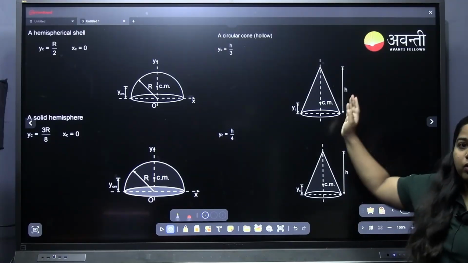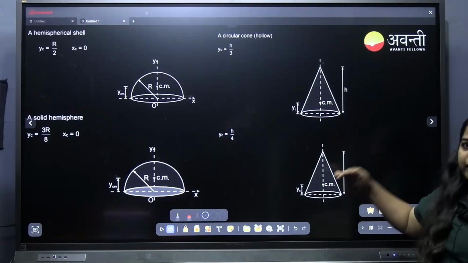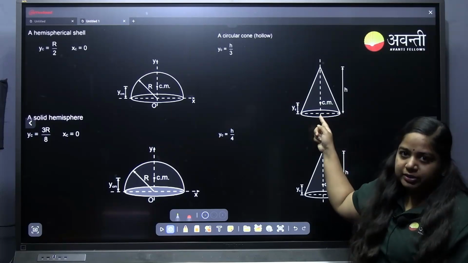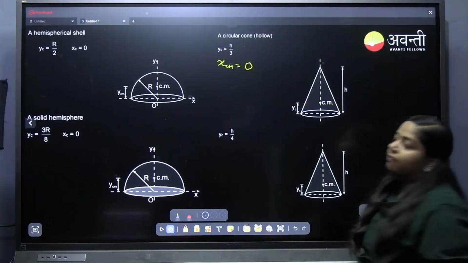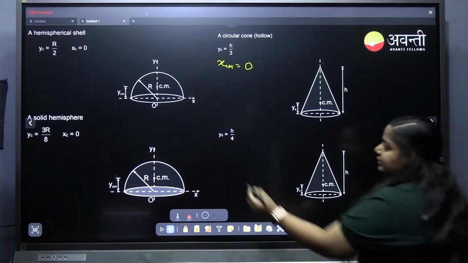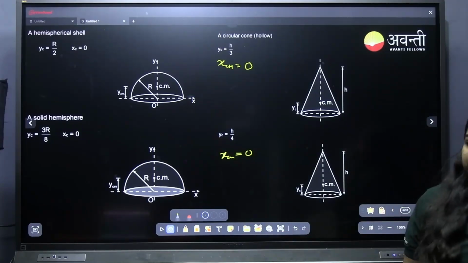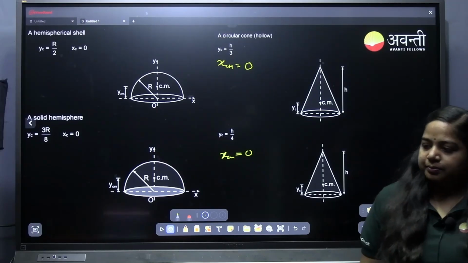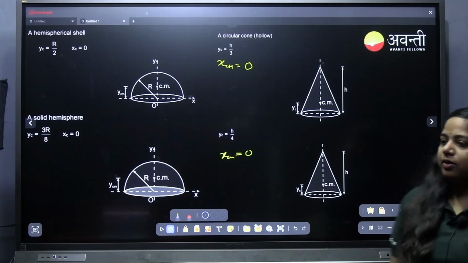Coming to the circular cone, again hollow and solid. Hollow means inside nothing is there, solid means completely filled up. So in a hollow cone, again XCM is 0, it is not mentioned here. XCM is equal to 0, YCM equal to H by 3. In a solid cone, XCM equal to 0, YCM equal to H by 4. If it is clear for you all, we will move to the next.